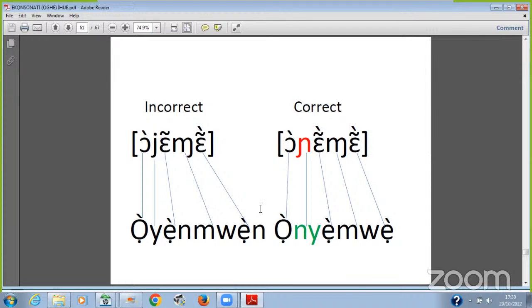Onyeme is what they wanted to write, but what they have written here has nothing to do with onyeme at all. You have this letter, the sound O indicated by the letter O with a subdot, and then the sound Y indicated by the letter Y. This is not an oral consonant. We must note that. And then the A here is indicated with the letter E subdot N as a digraph.